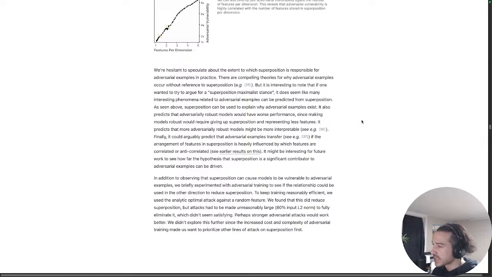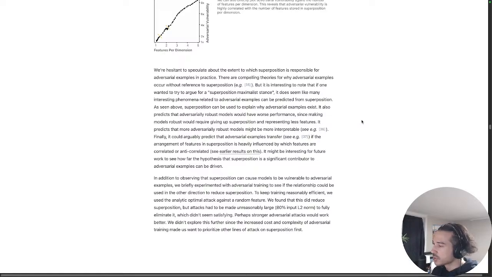It also predicts that adversarially robust models would have worse performance, since making models robust would require giving up superposition and representing fewer features. It predicts that more adversarially robust models might be more interpretable. Finally, it could arguably predict that adversarial examples transfer if the arrangement of features in superposition is heavily influenced by which features are correlated or anti-correlated.